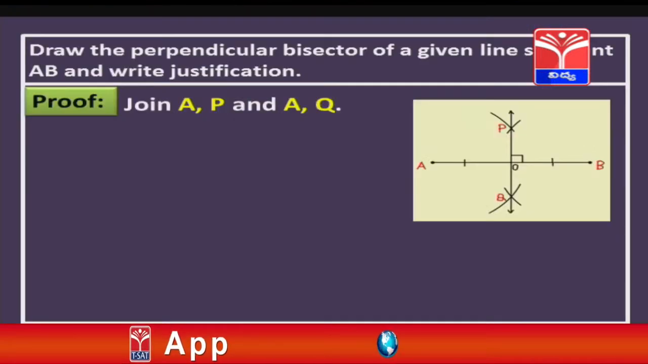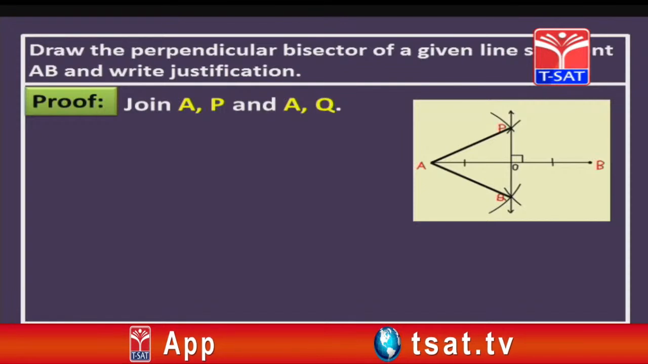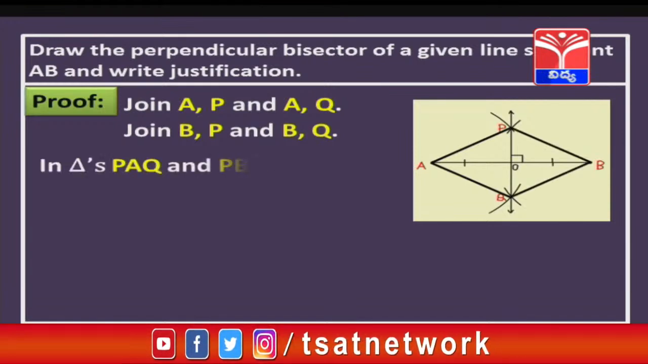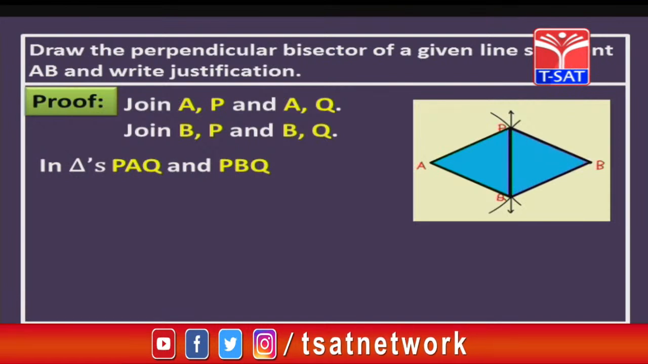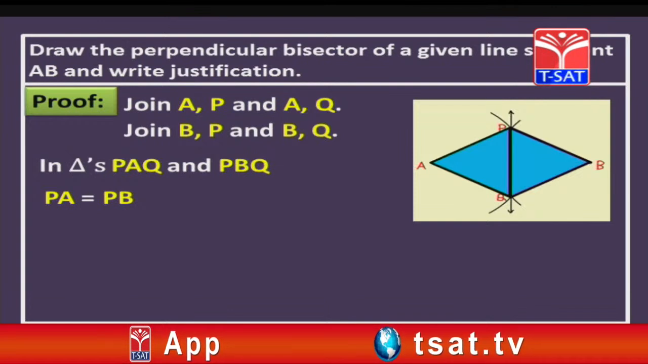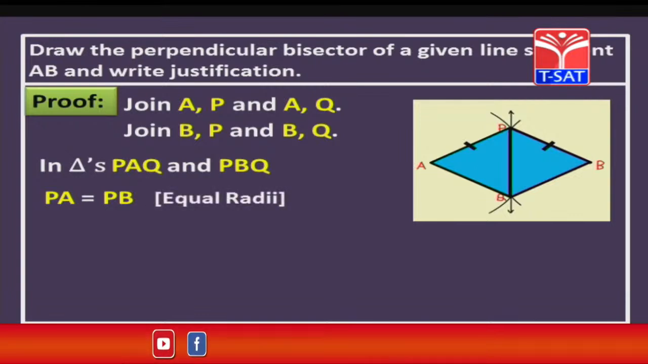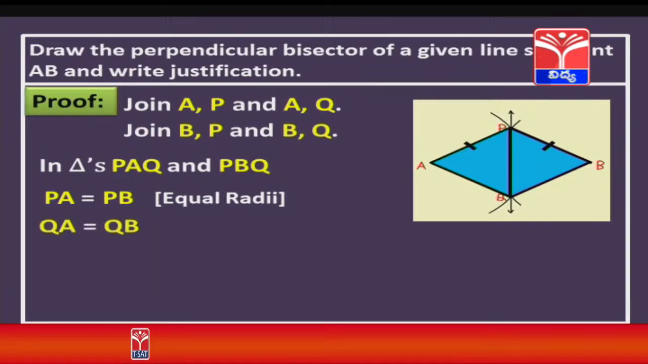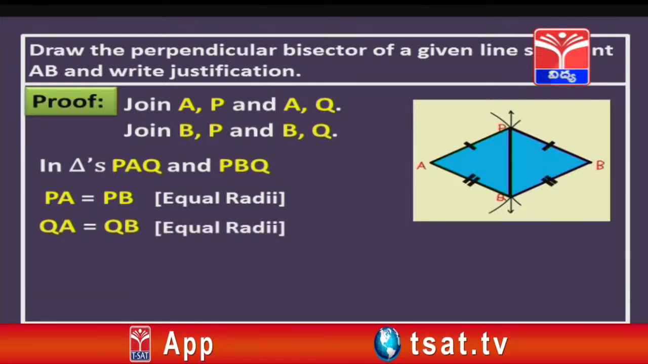Let us join the points A and P and also A and Q. Not only that, we will join points B, P and B, Q also. Now, consider triangles PAQ and PBQ. Now, in these two triangles, I can write PA is equal to PB. But why are PA and PB both equal, children, here? Yes, they are equal radii. So, we have drawn arcs of equal radius, right. So, that is why both PA and PB are equal. Apart from that, I can write QA and QB are also equal. The reason is the same thing, that is equal radii.